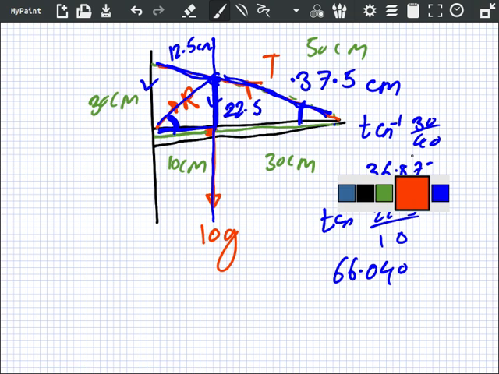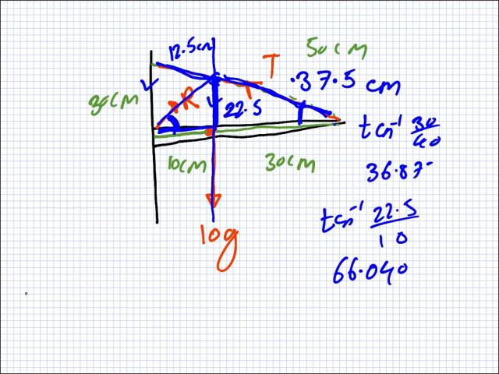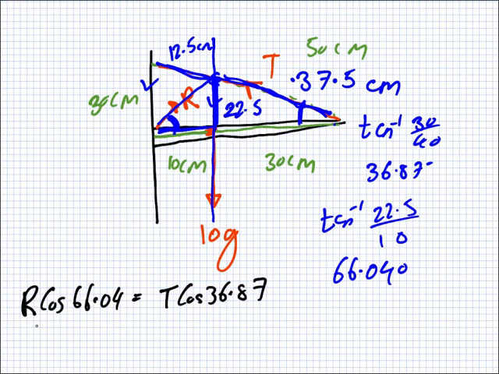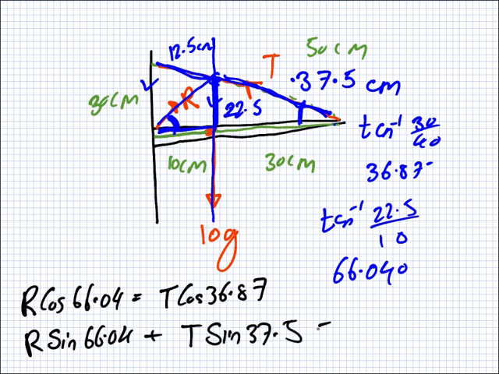Okay, so look at what equations I can make. I can make R cos 66.04 will equal T cos 36.87. And then R sine 66.04 plus T sine 37.5, what will that equal? Those are the two up forces, what will they equal? 10g.